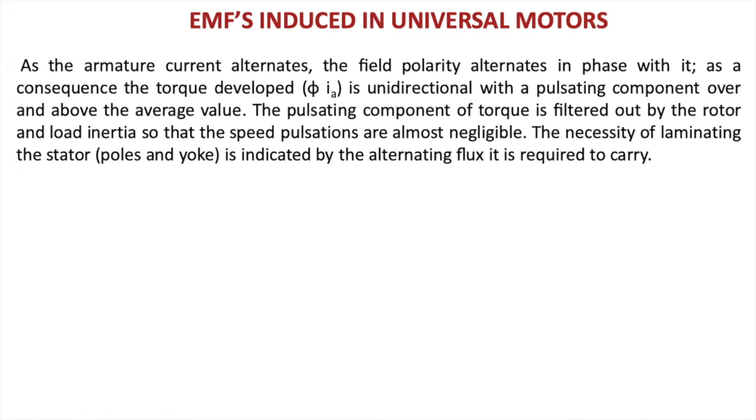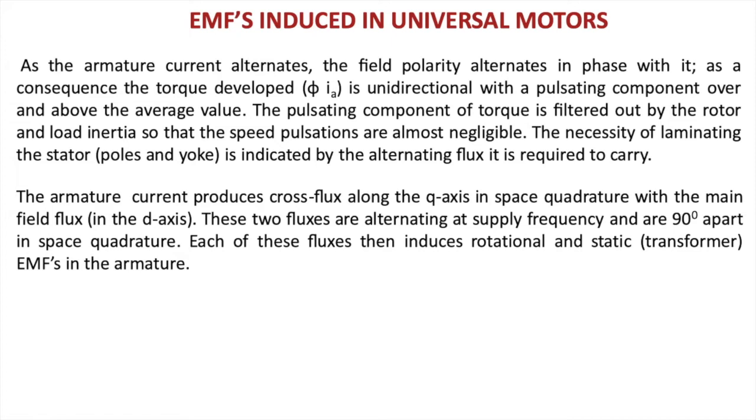The necessity of laminating the stator poles and the yoke is indicated by the alternating flux it is required to carry. The armature current produces a cross flux along the quadrature axis with the main field flux, that is the direct axis, or we call it the D axis and the Q axis. These two fluxes are alternating at the supply frequency and are 90 degrees apart in space quadrature. Each of these fluxes induces a rotational and a static EMF in the armature.